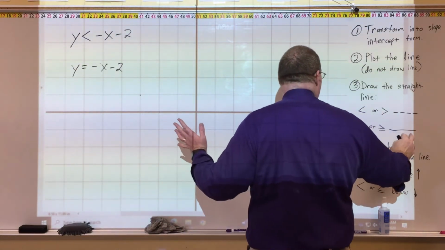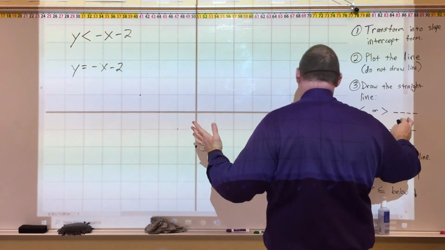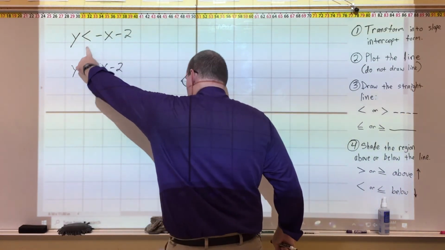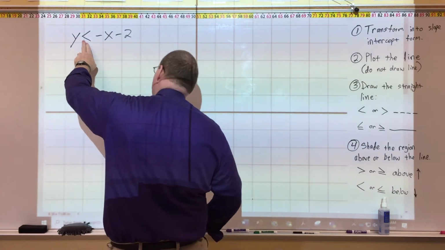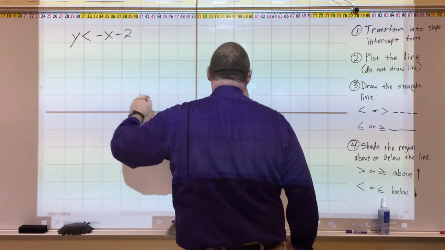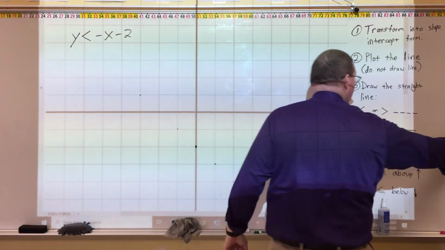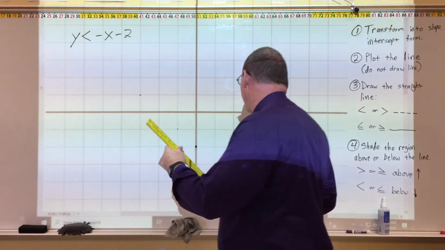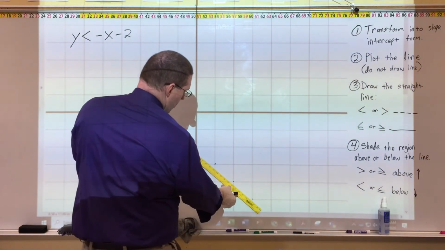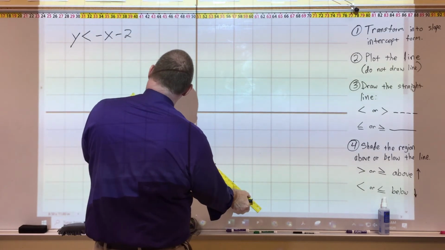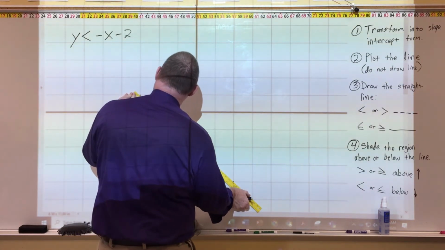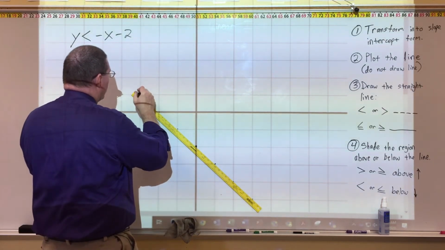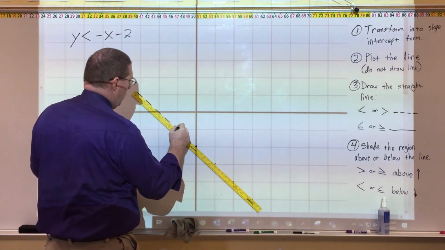Now we have to determine, is it going to be a solid line or a dashed line? Well, up here we have less than or equal, or excuse me, not or equal to, it just says less than. Therefore, this is going to be a dashed line. So we're going to get our straight edge, maybe a ruler or something like that. It'll be helpful. And we're going to line it up here, line it up as best we can, and now we're going to draw a dashed line.